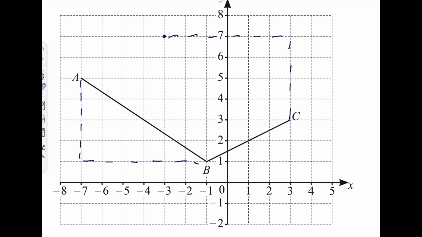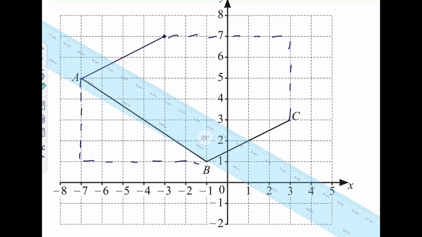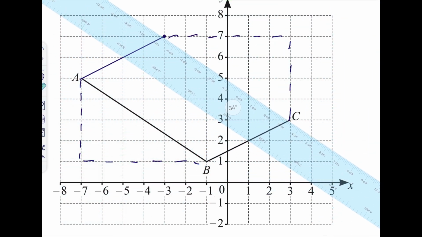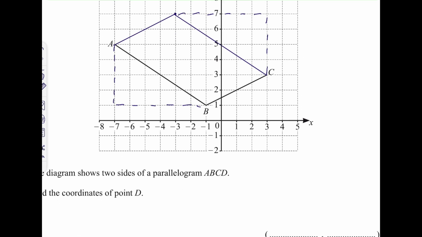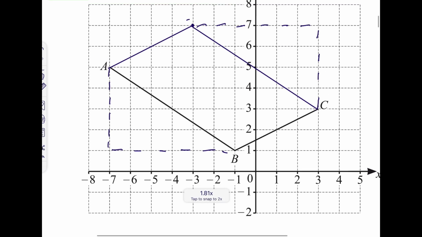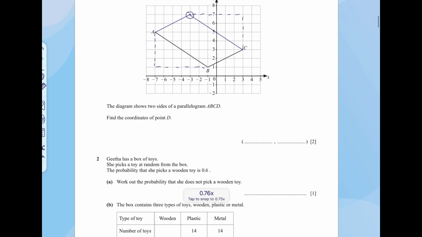If you take a ruler and mark it over here, and then connect this point back with point C, you can see that you will get a parallelogram. So hence this is the correct answer. In order to state the answer, you have to read the coordinates. The coordinates for this new point that we have got are -3 and 7.